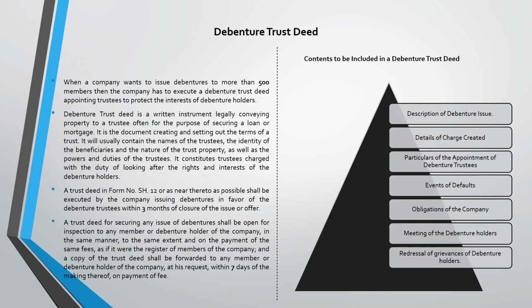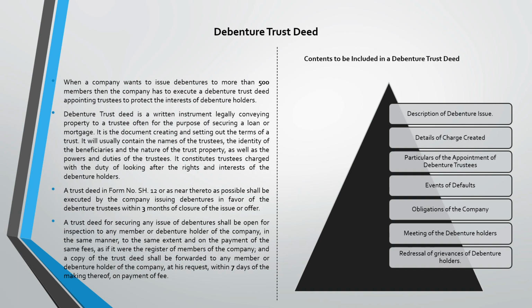What is a debenture trust deed? A debenture trust deed is a written agreement between the debenture trustees, on behalf of the debenture holders, and the issuing company. As I said, debenture trustees act as a channel of communication between the debenture holders and the issuing company. The deed is executed in favor of the debenture trustees on behalf of the debenture holders. As oral agreements cannot be relied upon, a written agreement is necessary.